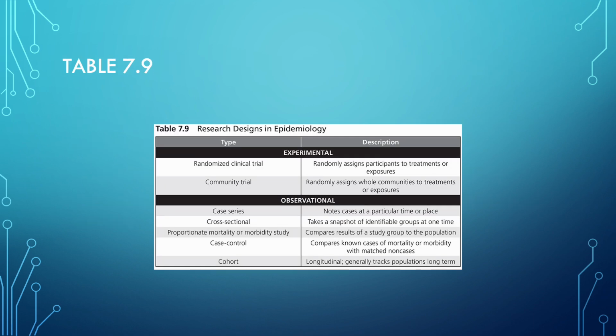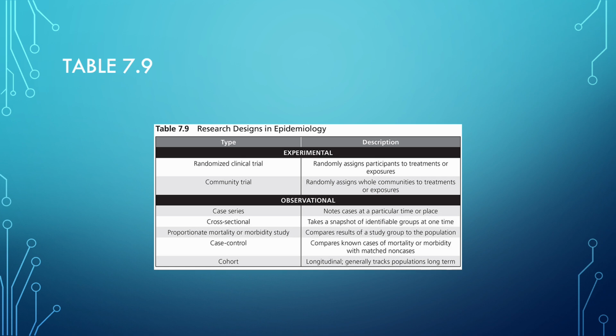When we're looking at research designs in epidemiology, they're categorized into two different banks. We have experimental and observational. In experimental, we have two different types: randomized clinical trials and community trials.